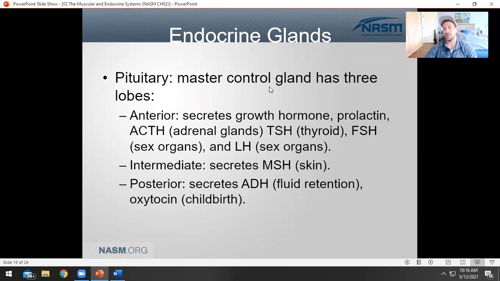So like I said, the pituitary gland is the master gland. It's got all these different lobes on it: an anterior lobe, an intermediate lobe, and a posterior lobe. And they all secrete different things, right? You can see the posterior lobe releases adrenocorticotropic hormone, which is going to be responsible for fluid retention. It also releases oxytocin, which is often referred to as the cuddle hormone. Oxytocin is also the hormone that triggers childbirth.